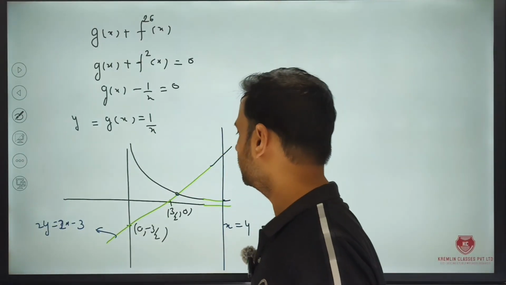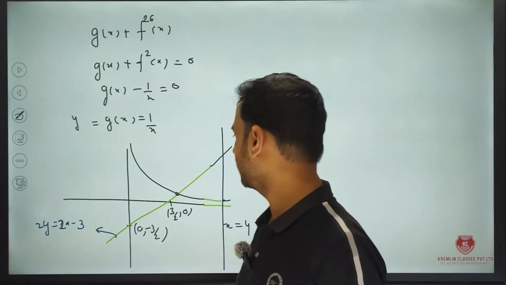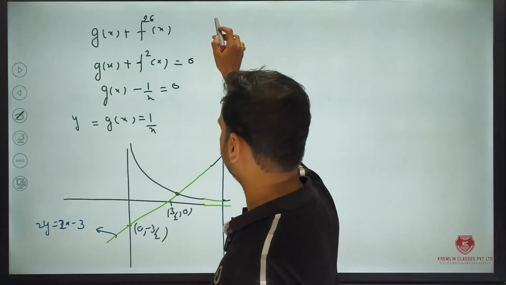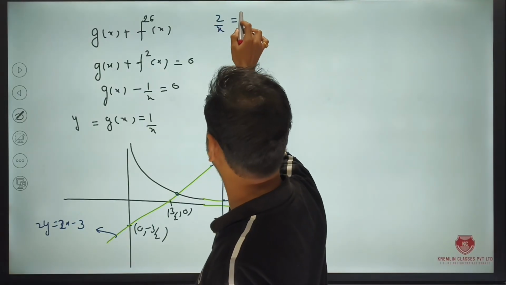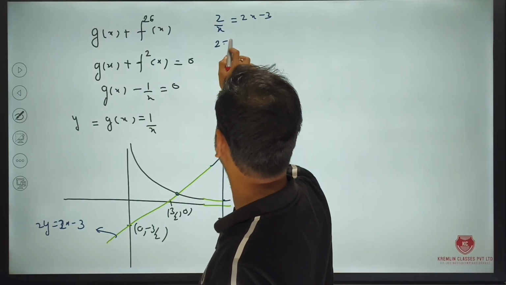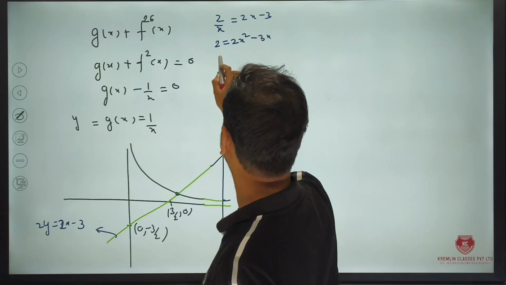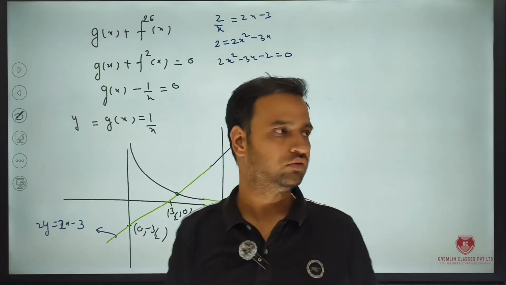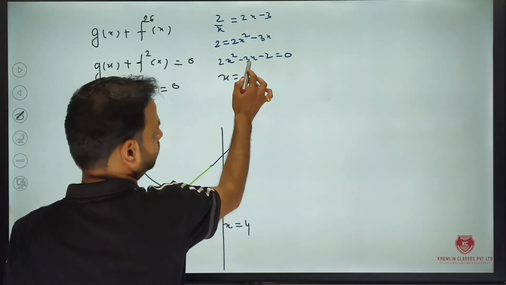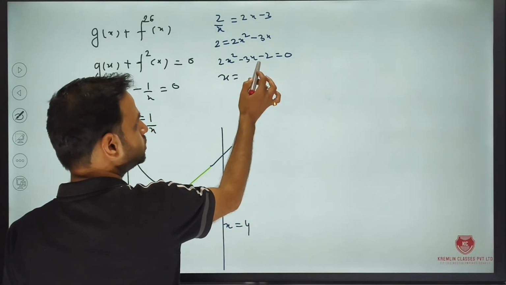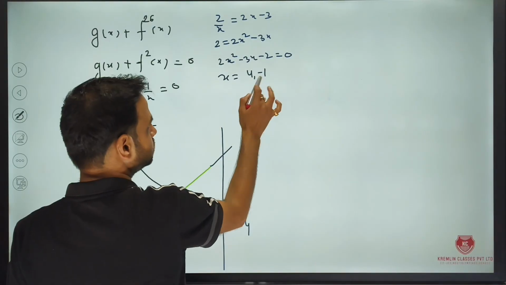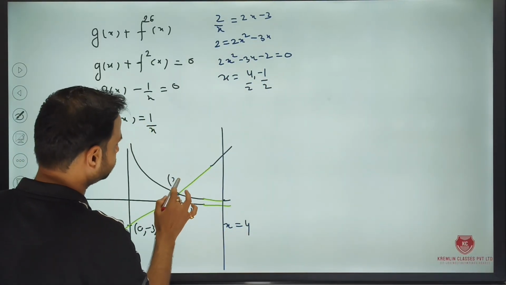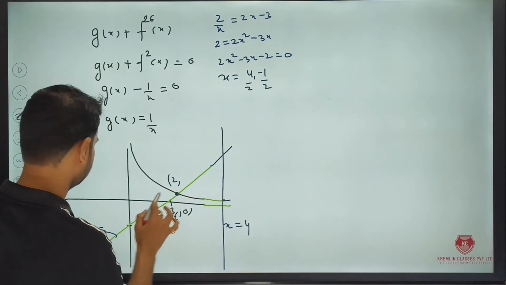So when we put y equal to 1 by x, we can solve it easily. Putting y equal to 1 by x, 2 by x equal to 2x minus 3. So 2 equal to 2x square minus 3x, that is 2x square minus 3x minus 2 equal to 0. Here we see what the roots are: 2 and minus 1 by 2. It will be 2 because it is in the first quadrant. X equals 2, y equals 1 by 2.